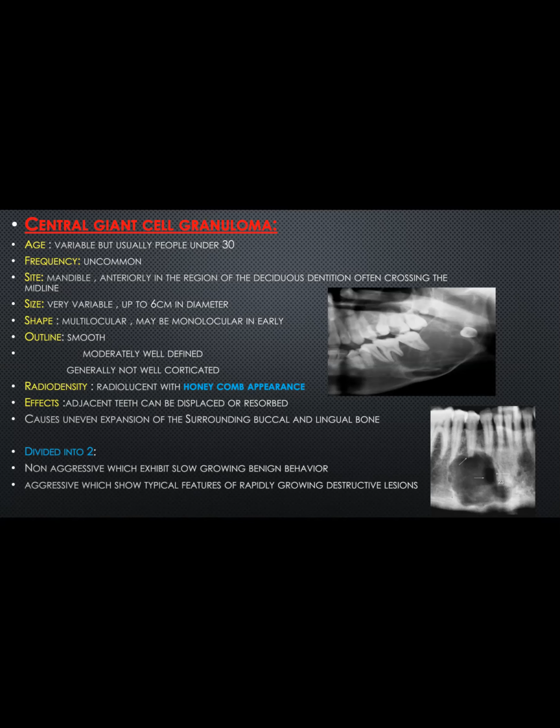Now, the adjacent teeth can be displaced or even resorbed. You could see that from the distal root of the 3-6. Sometimes it could even cause uneven expansion of the surrounding buccal and lingual bone. Usually they're divided into two. One of them is non-aggressive, which exhibits slow-growing benign behavior. And the other one is aggressive, which shows typical features of rapidly growing lesions.